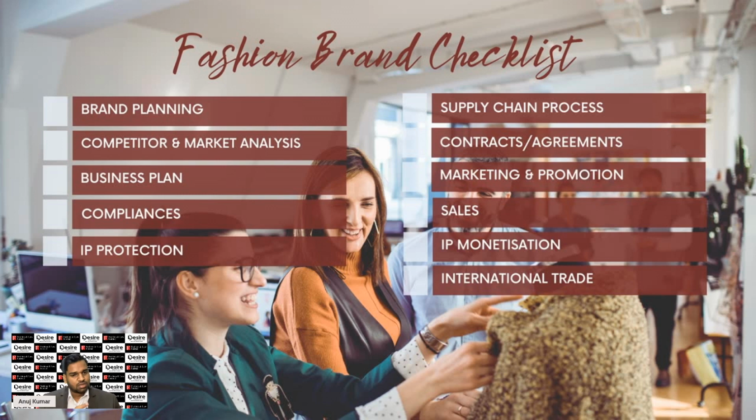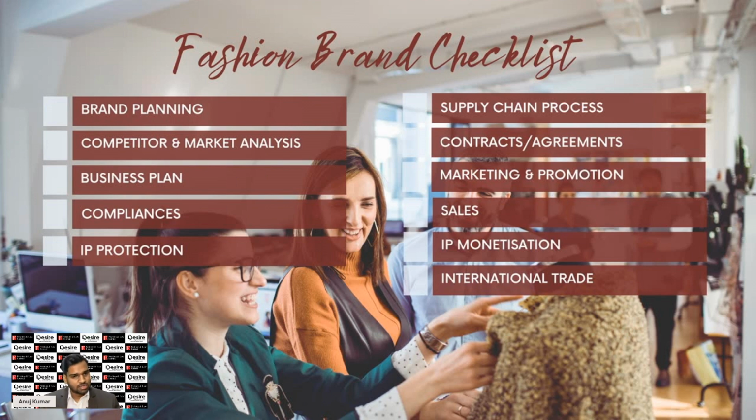Firstly, you will do brand planning, along with a competitor market analysis. Then you will come up with a business plan. Then you will understand the compliance, what laws are related to your industry and your product line. Various product lines have different compliances, for example a cosmetic, jewelry, or shoe line. Now IP protection, very important. Then supply chain processes, contracts and agreements, marketing and promotion, then sales, IP monetization, and international trade. So this is a fashion brand checklist.